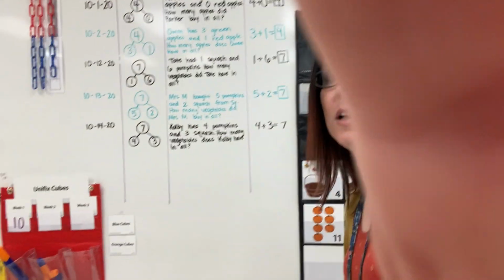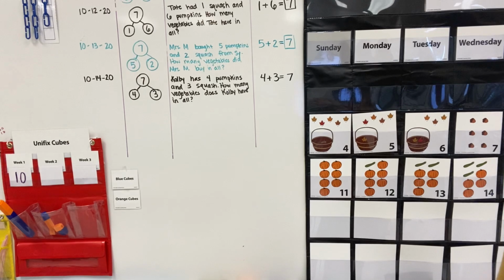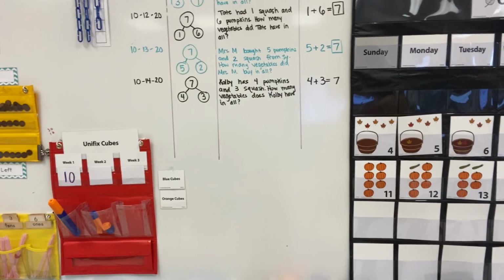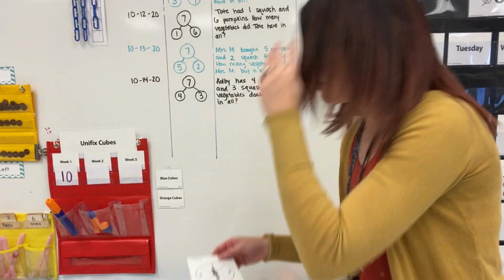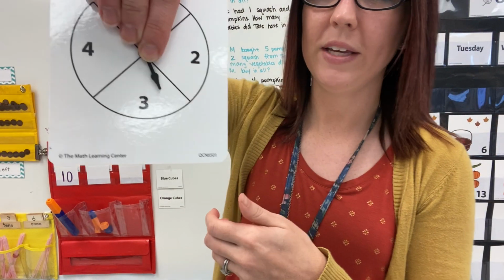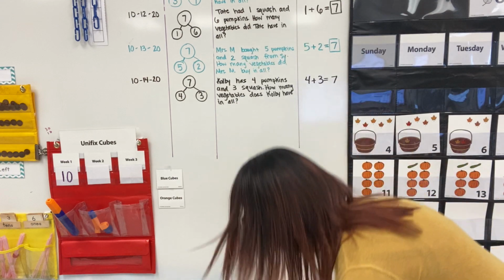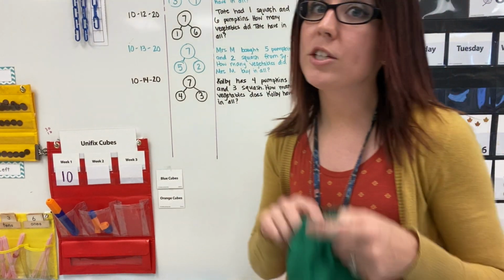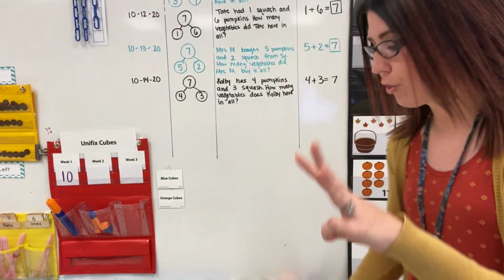And let's do our collection today. I'm going to bring you down just a little bit. Remember, we are collecting cubes. Let's spin and see what I get. How many cubes are we getting today? 3. Now I have blue and orange cubes in here, and we're going to get 3.